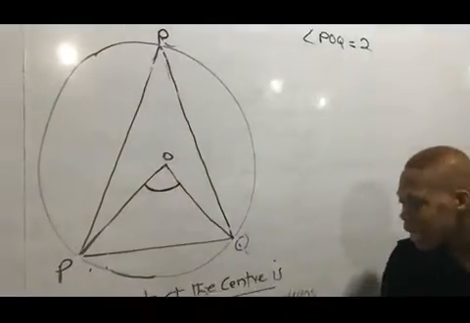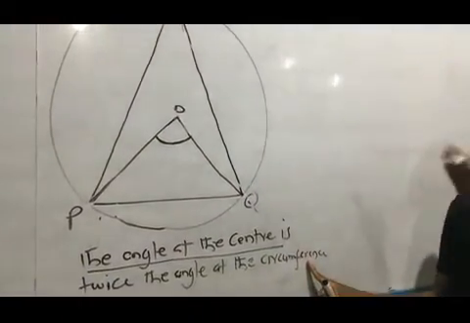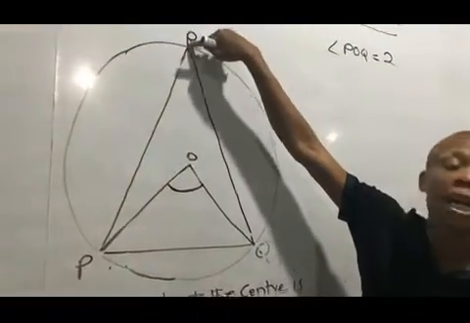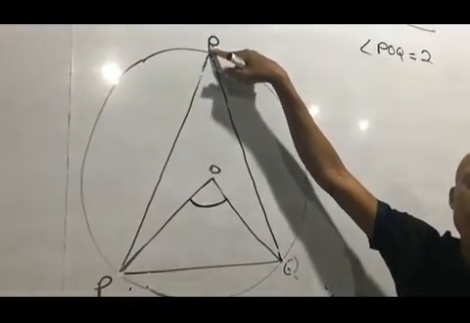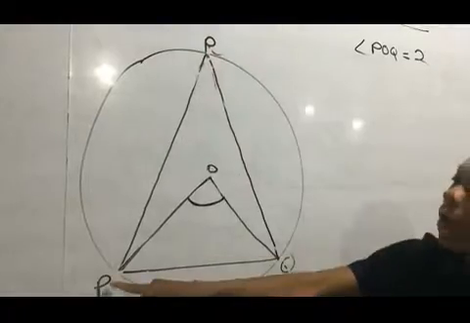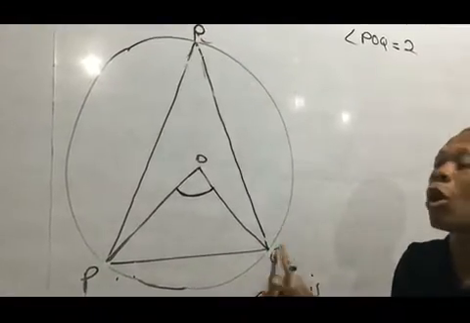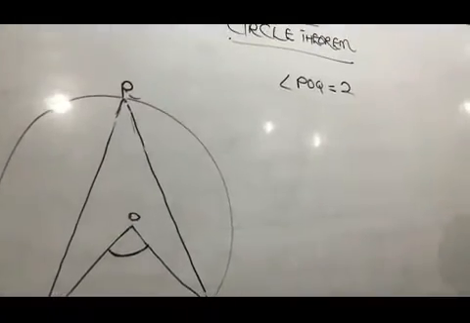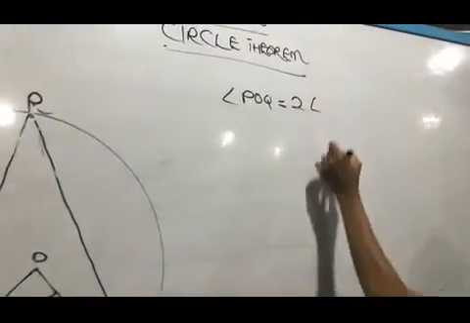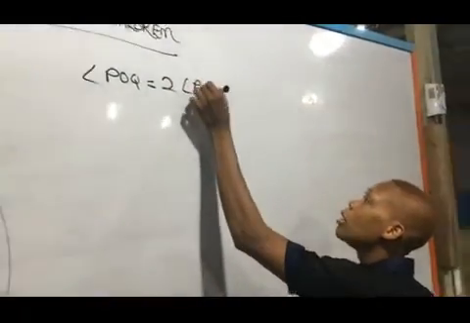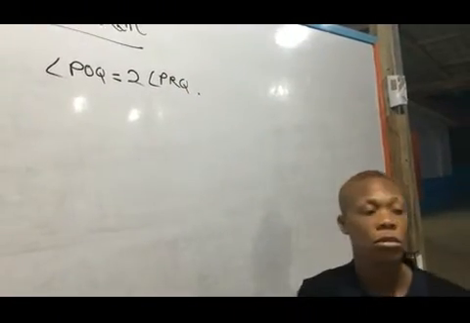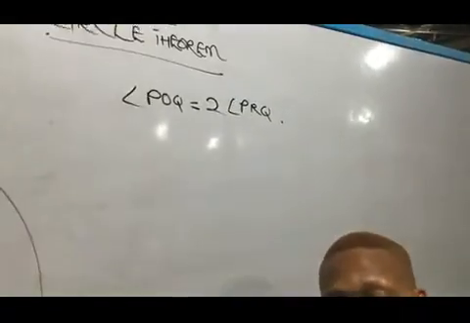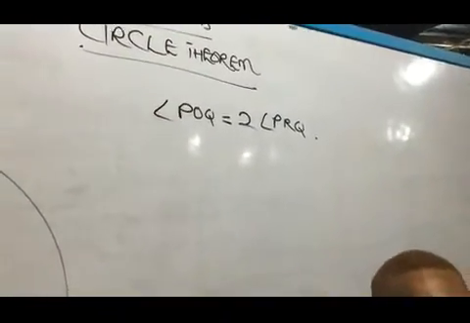The angle at the circumference. Which one is the angle at the circumference? You realize that the angle at the circumference is the angle R. R is the one at the circumference. So either P, R, Q, or Q, R, P. So the angle at the center is twice the angle at the circumference. So angle P, R, Q. The angle at the center is 2 times the angle at the circumference.